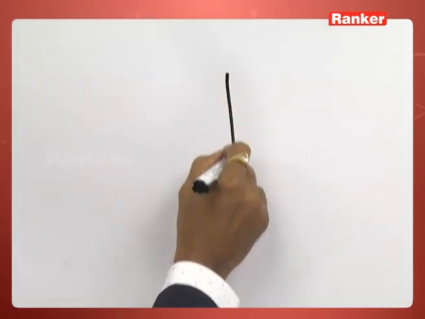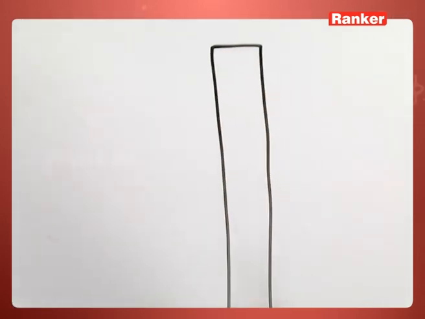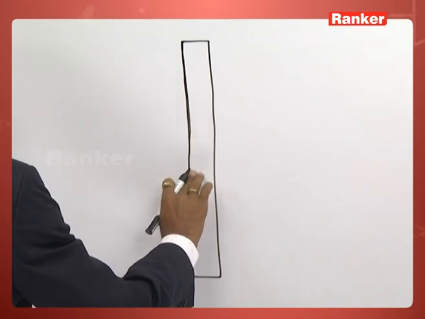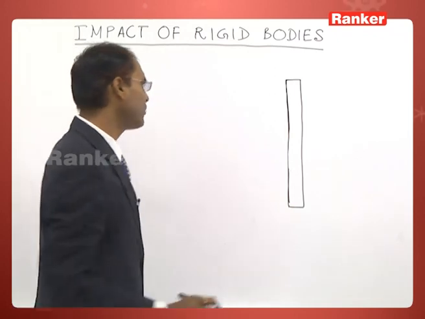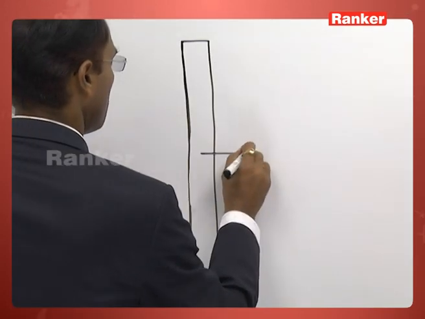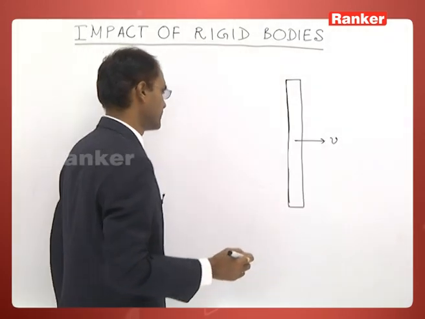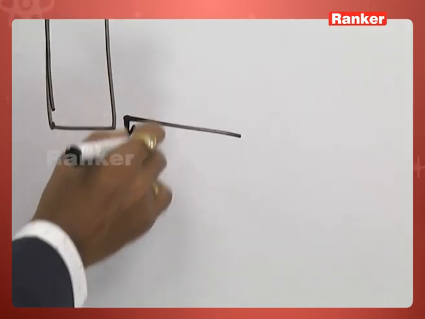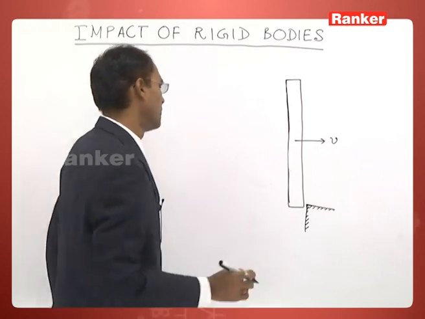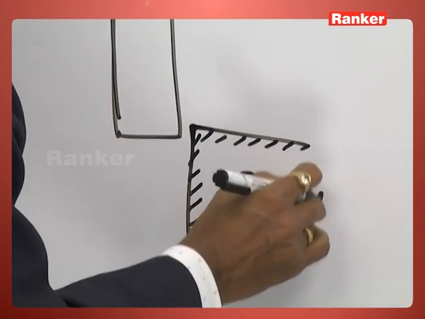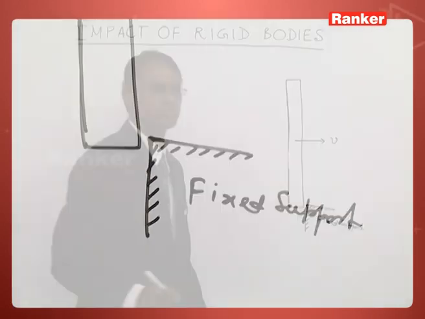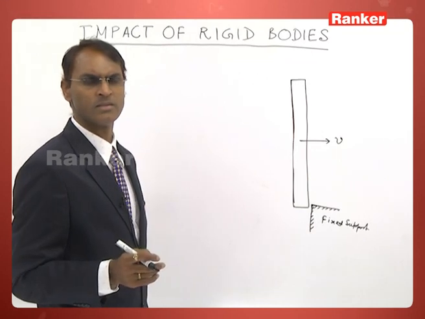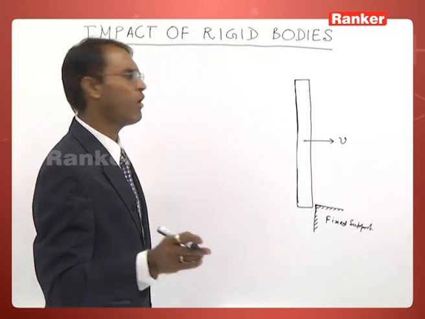Let us take the same rod which moves at the velocity v and the rod collides with this fixed support. Now the question arises about which point there is a possibility of conserving the angular momentum of the rod.